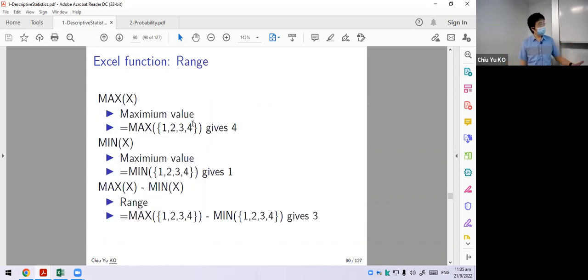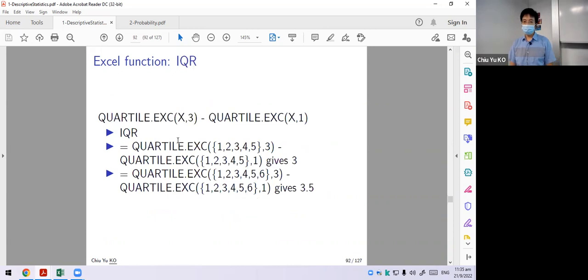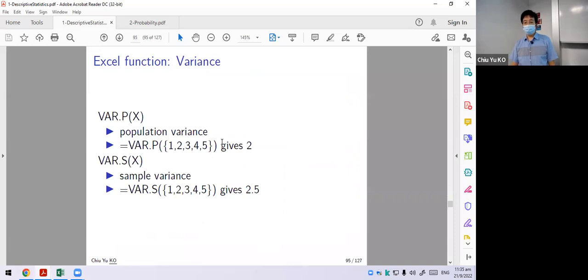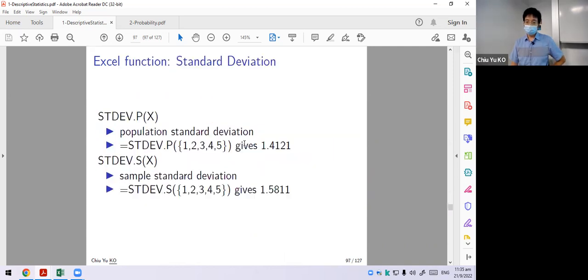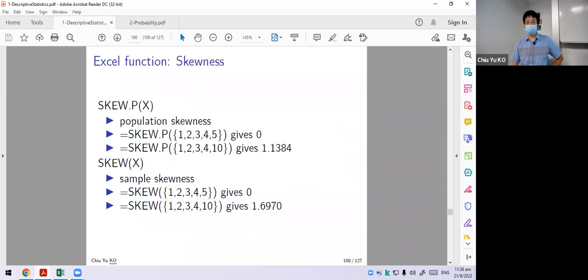Okay, so range is calculated as max minus min, and for the IQR we use QUARTILE.EXC with 1 and 3 for Q1 and Q3, so the IQR will be this. And we know how to do the population variance and sample variance. We also do the standard deviation, and that helps us do the coefficient of variation.